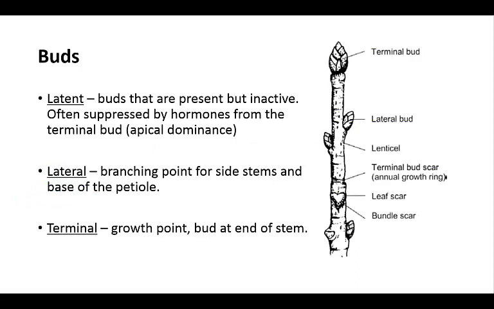On a particular woody plant stem, we have latent buds, which are not necessarily present, or we don't see them anyway, but they're just inactive. These latent buds, also called lateral buds, down here, are suppressed in many cases by the terminal bud up here, which produces a hormone called auxin that suppresses the development of these buds.